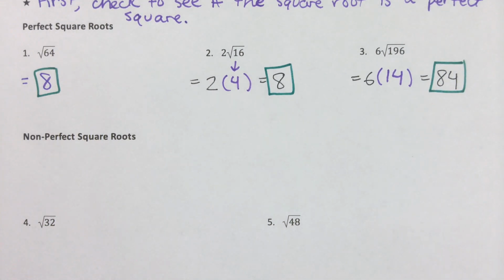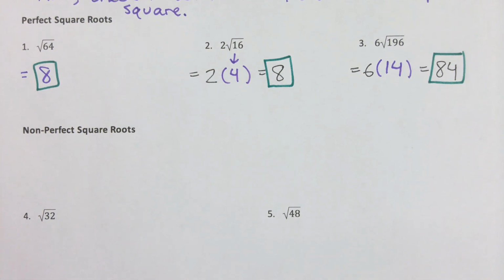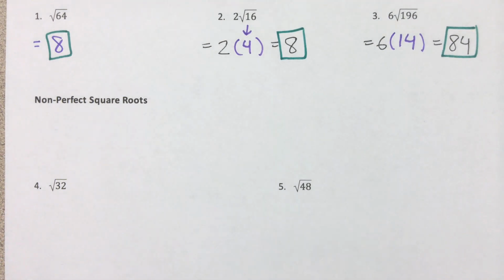Now, what if you don't have a perfect square, and just putting it in your calculator and giving a decimal is not going to work for this unit? We need to be able to break it down into a simplified radical square root that's really nice.